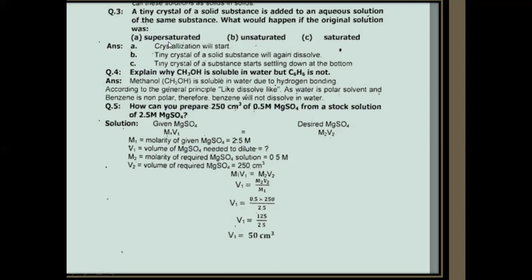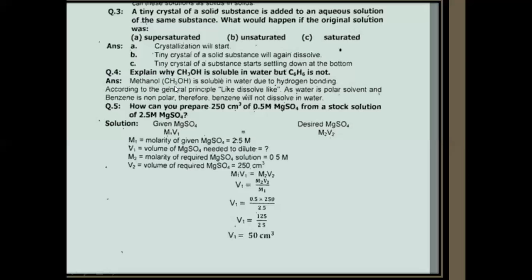And if we add a crystal of the solid from which that solution is made, what will happen to the test tube which contains supersaturated solution? I told you, when you add a crystal of the same salt to a supersaturated solution, crystallization will start, crystal formation will start. In unsaturated solution, the crystal will dissolve. And in saturated solution, the crystal will settle down at the bottom. So by doing this test, you can identify which test tube contains supersaturated solution, which has saturated solution, and which has unsaturated solution.